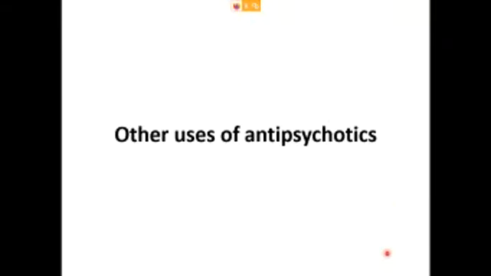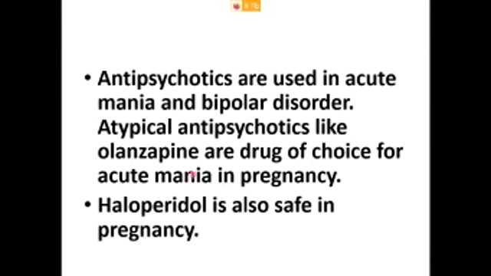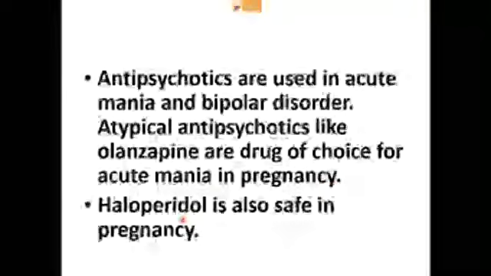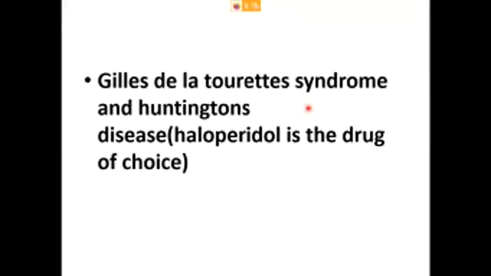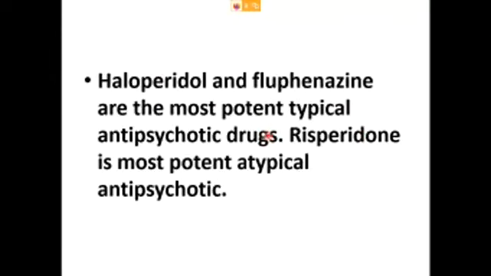So what are the other uses of antipsychotics? They can be used in mania, bipolar disorders. I have told you about olanzapine, a drug of choice in acute mania and pregnancy. Asenapine can also be useful for acute mania. Haloperidol is safe in pregnancy. As an alternative to electroconvulsive therapy in severe depression with psychotic features, we can use antipsychotics. And usually, these drugs can be useful in alcoholic hallucinations and Huntington's chorea, Gilles de la Tourette syndrome. Haloperidol is the drug of choice.